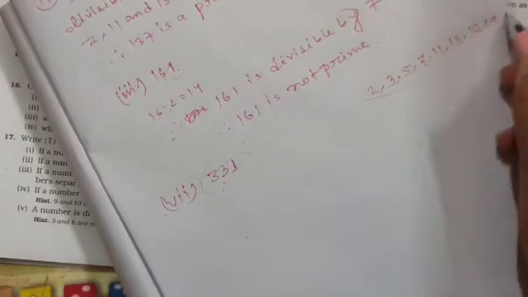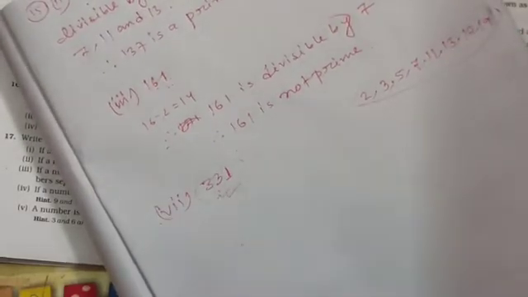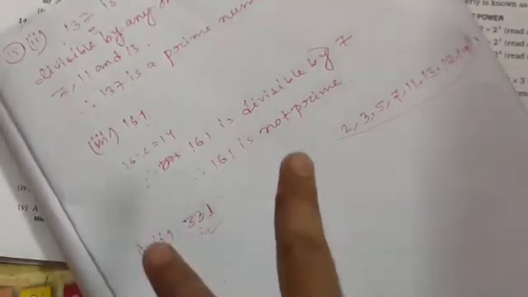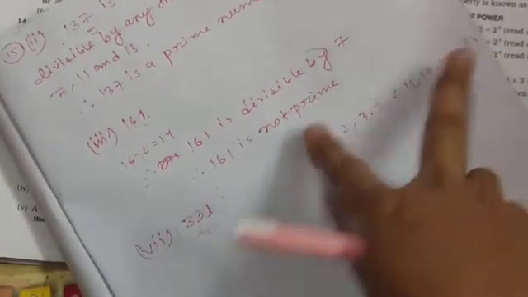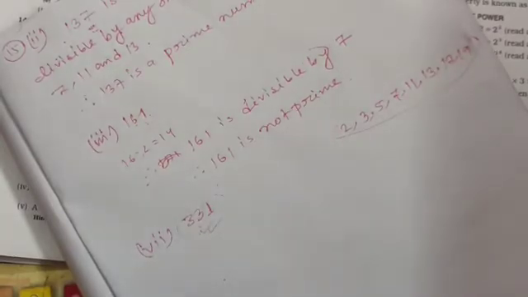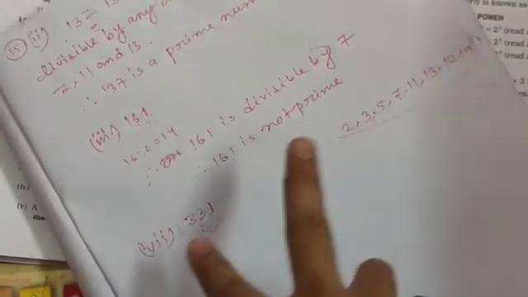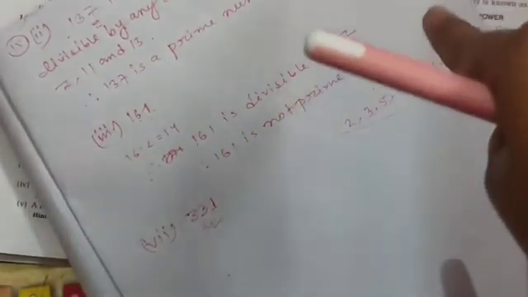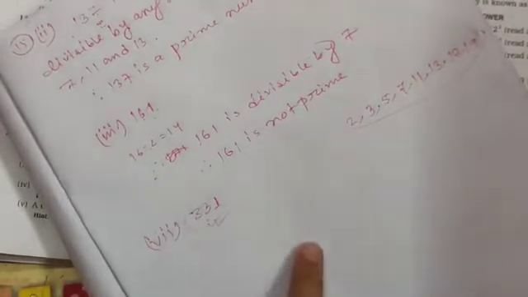So if this number is divisible by any one of these numbers, then this number is not prime. And if this number is not divisible by any one of these numbers, then this will be prime. If it is divisible by any of these numbers, then that will not be prime. And if it is not divisible by any number, then this will be prime. Clear? So I hope all of you can solve all the questions from question number 15.